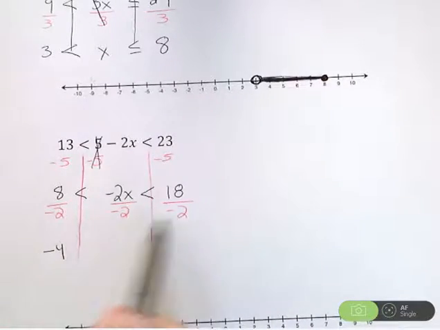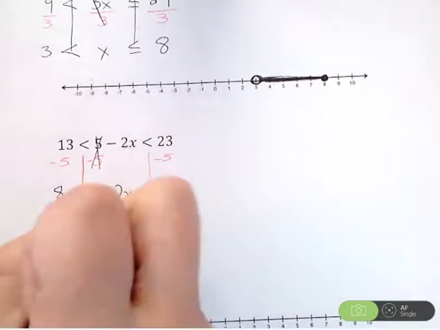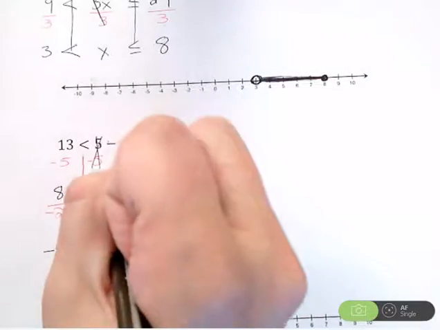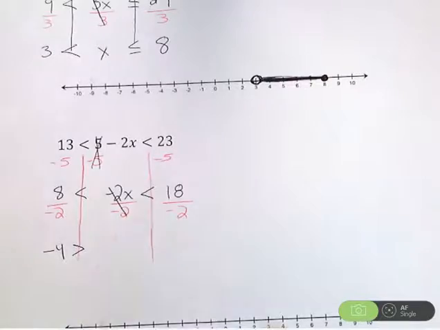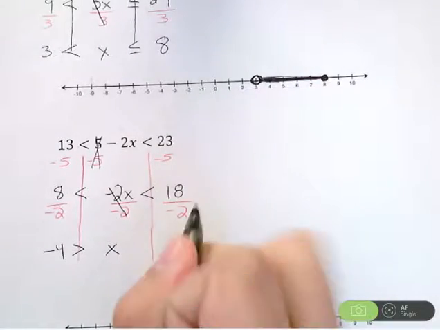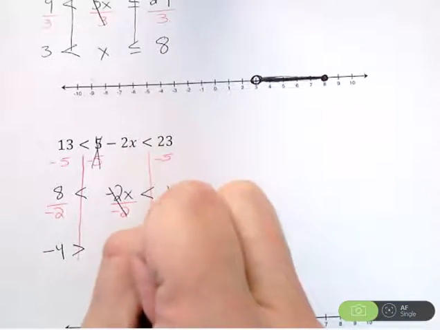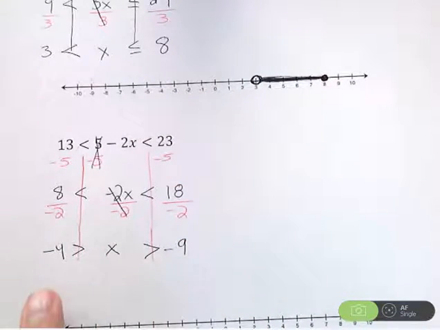Because I divided here in red by negative 2, I'm going to flip the inequality. So instead of opening to the right, we're going to open to the left. The negative 2's divide to 1, so I just get an x in the middle. And on the right side, 18 divided by negative 2 is negative 9. We did talk about flipping the inequality. So I have negative 4 is greater than x, which is greater than negative 9.